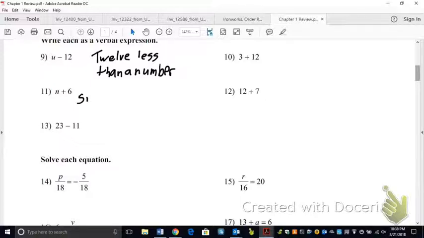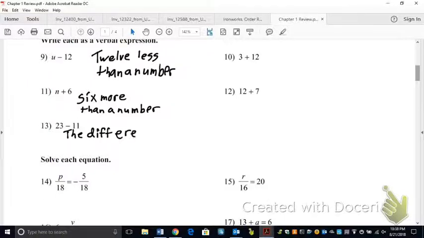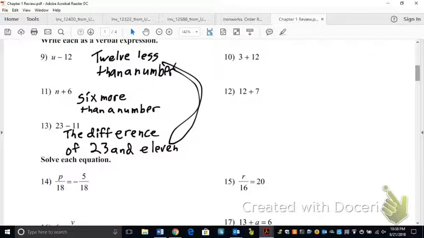On to 11. I just went 6 more than a number. You could just write down 6 plus n, n plus 6, a number plus 6, the sum of 6 and a number. And for 13, I'm going to go the difference of 23 and a number. So again, notice here, same type of question, different approach, either one of those is fine.